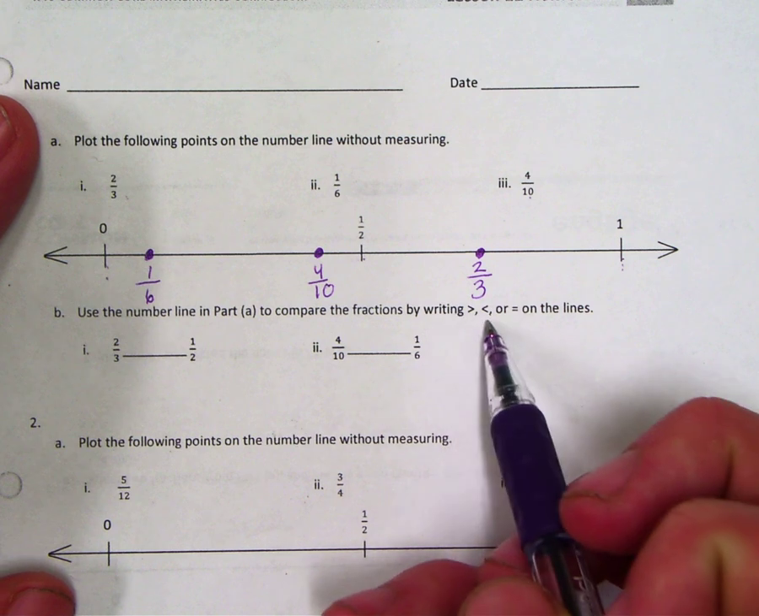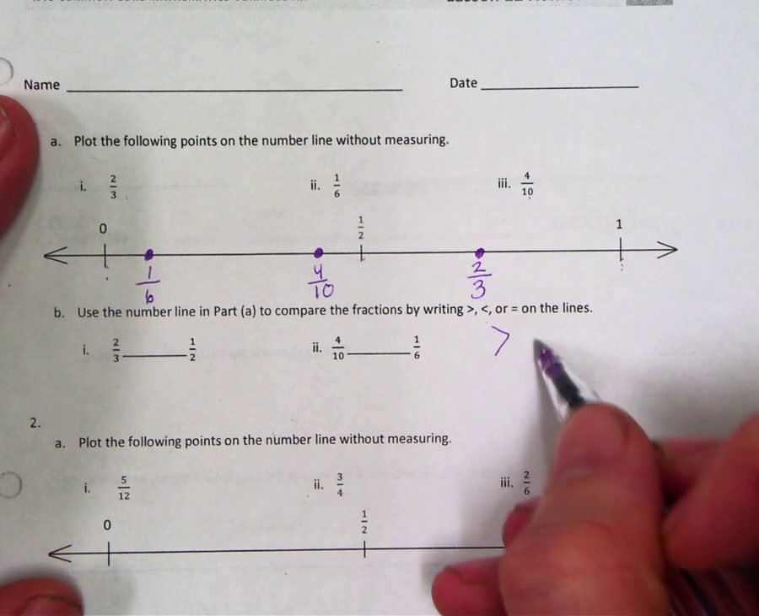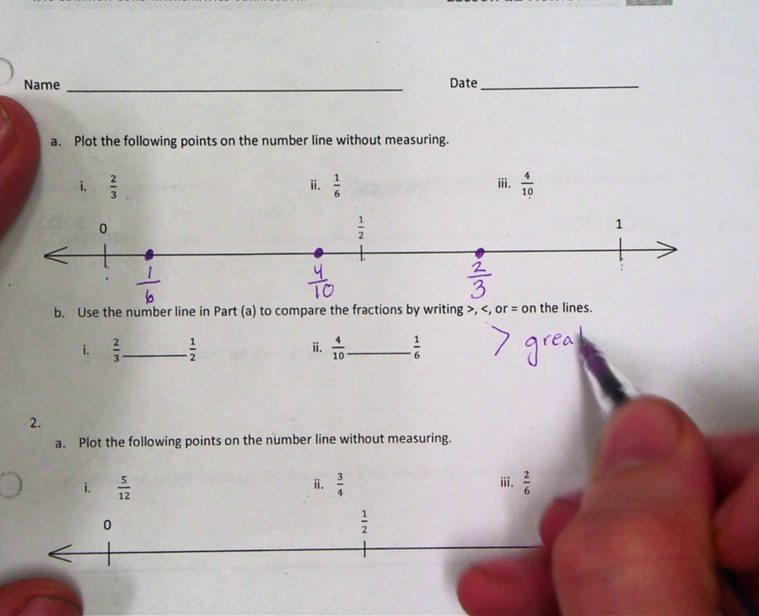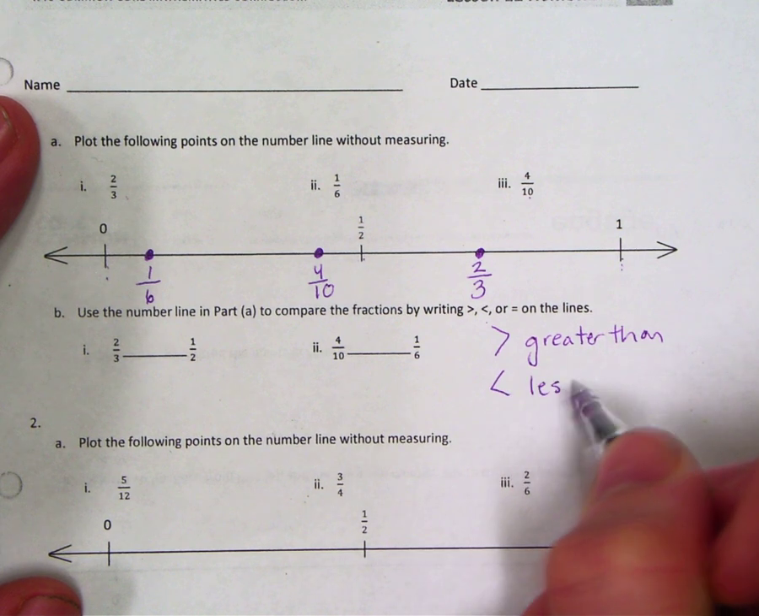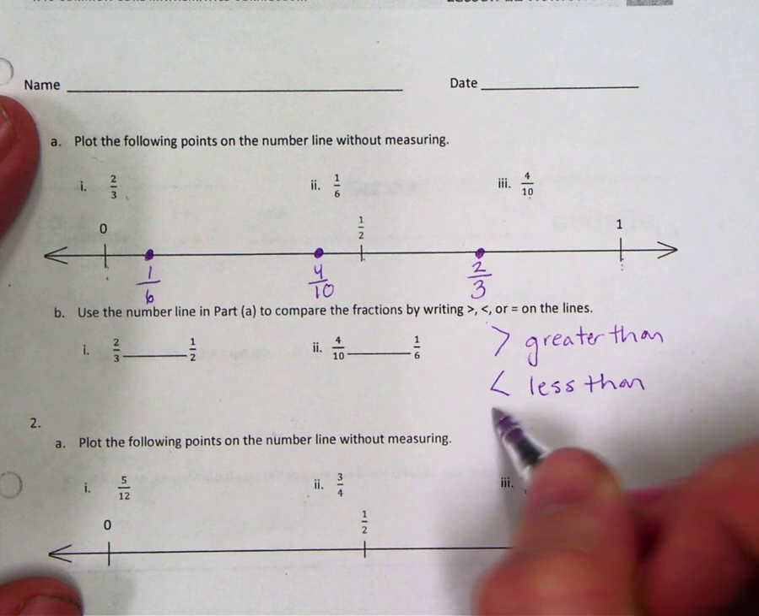Now B says, use the number line in part A to compare the fractions by writing greater than, less than, or equal to. So our first symbol, this is greater than. Then we have less than. And then we have equal to.